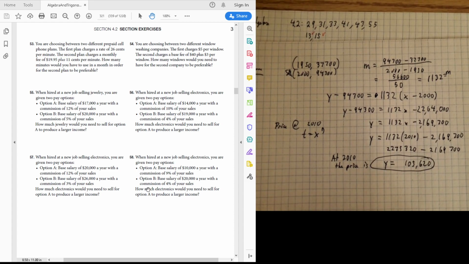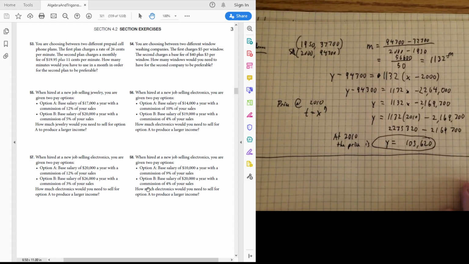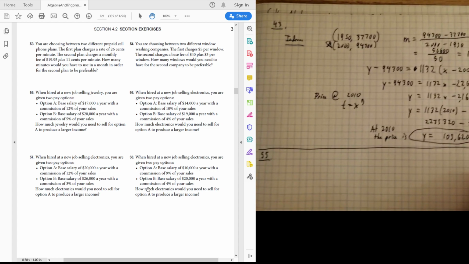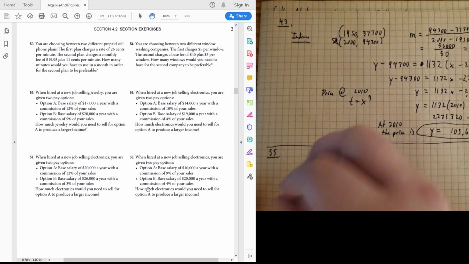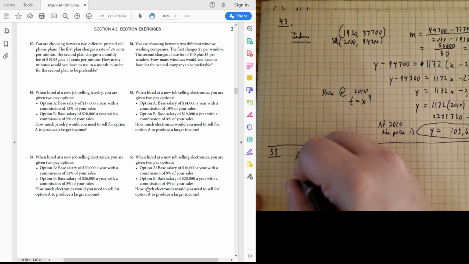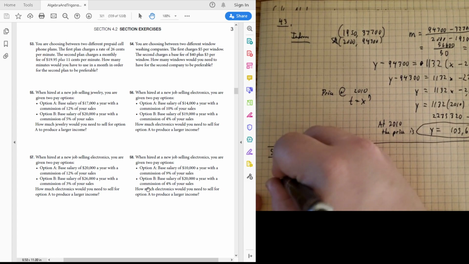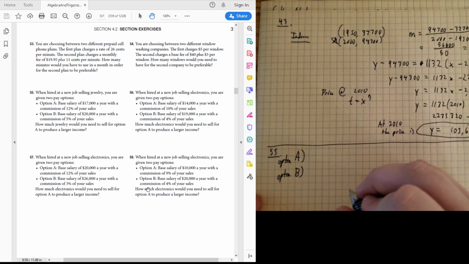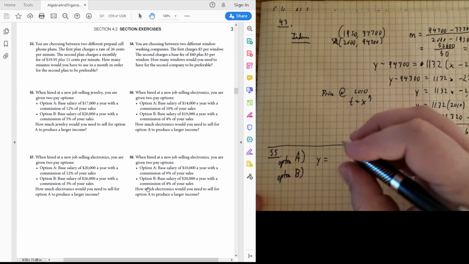Okay, so as it was with 43 and with 45, I'm going to start by writing my equations. Thankfully, on 55, the equations are much easier to write. They've given me an initial value, and they've given me a rate of change, which means that for option A, my equation would be y equals the rate of change, which it says is 12%.